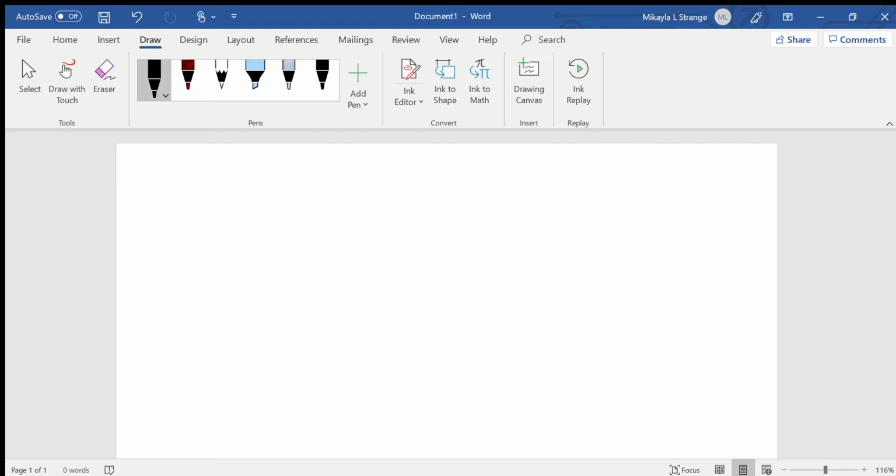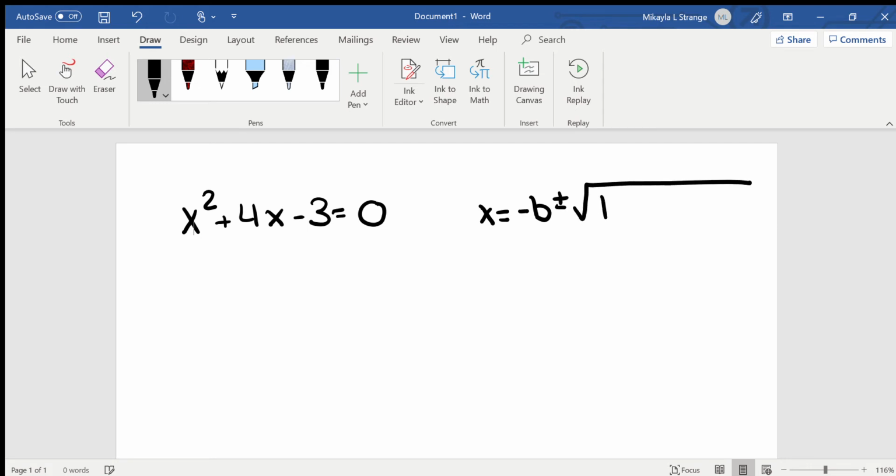So for another example, we're going to start with x squared plus 4x minus 3 equals 0. And I'm going to rewrite the quadratic formula. So I'm going to get x is equal to negative b plus or minus square root b squared minus 4ac all over 2a.